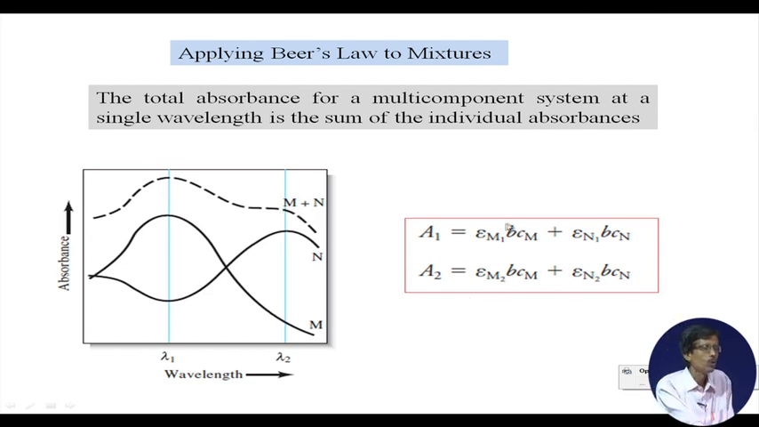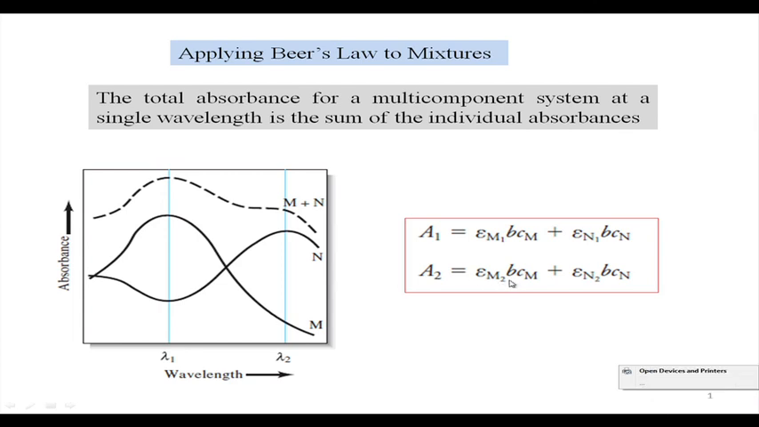So, how do we know? We know that A1 is nothing but, since these two are additive, the individual absorbance of the M species plus the individual absorbance of the N species. What is this M1? M1 is the absorbance of M, which has a maximum at lambda 1 but a minimum at lambda 2. So, this is the absorbance of M at lambda 1, and this is the absorbance of N at lambda 1, such that we get the overall absorbance added up with this magnitude. Similarly, for absorbance 2 we get epsilon M2 b C M.